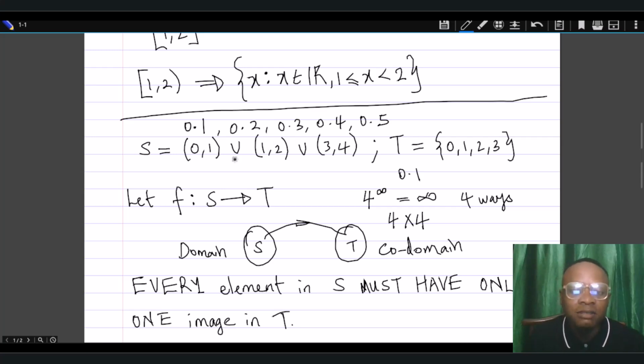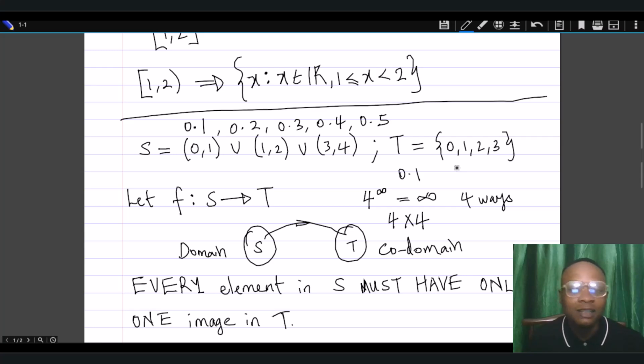For instance, if f of 0.1 is 0, for the function to be strictly increasing, f of 0.2 must be higher than 0. So the option is 1, for instance. f of 0.3 has to be higher than 1, so maybe the option is 2. f of 0.4 has to be higher than 2, maybe the option is 3. Then what will happen to f of 0.5? There is no other option to pick. What will happen to f of 0.6? No option to pick. And we still have infinitely many elements in S to which we must assign strictly increasing values.